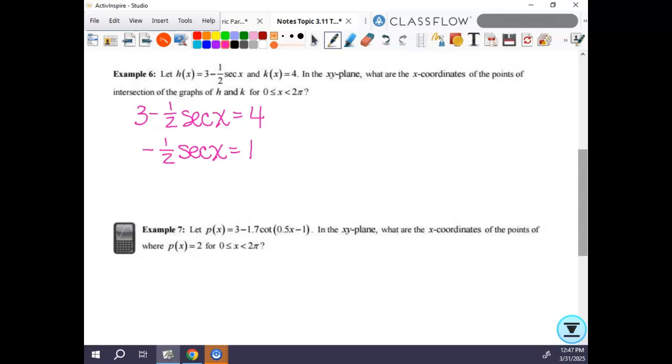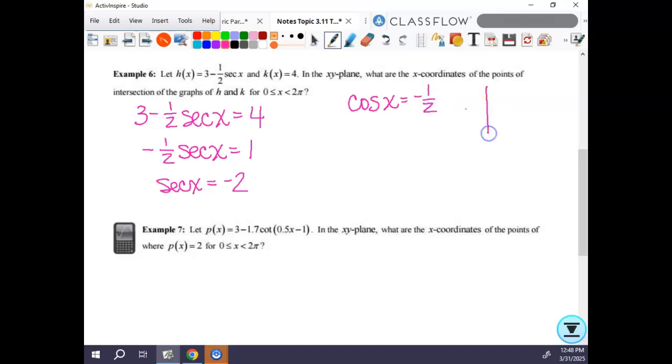Then I would multiply both sides by what? Negative 2. So secant of x equals, so 1 times a negative 2 is a negative 2. We've got secant of x equals a number. This is when it is legal to take the reciprocal of both sides. What's the reciprocal of secant? Cosine. So I'm going to get cosine of x equals negative 1/2.